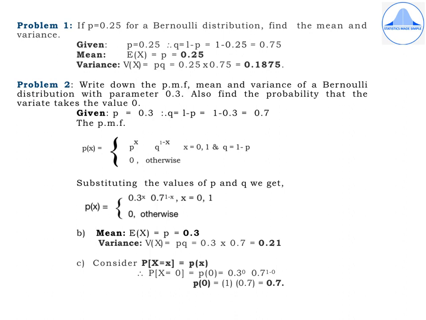let's start with the first problem. If P is equal to 0.25 for a Bernoulli distribution, find the mean and variance.